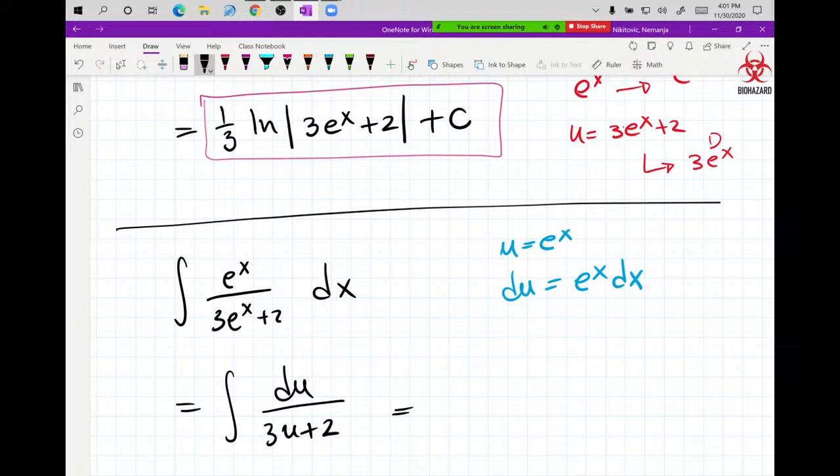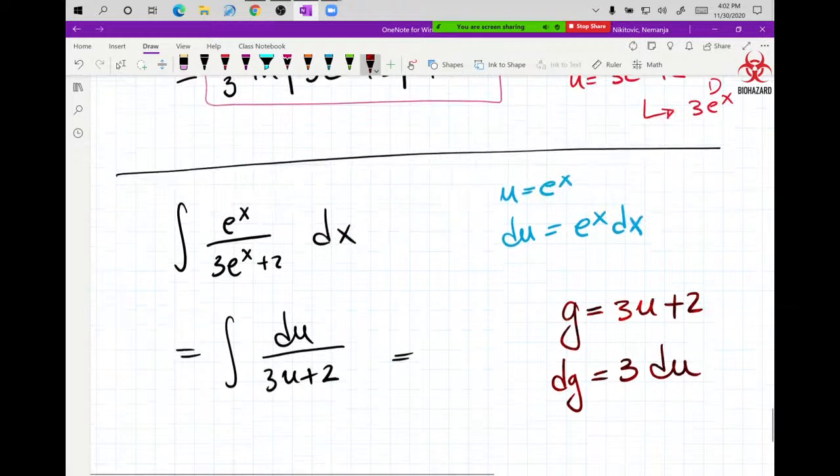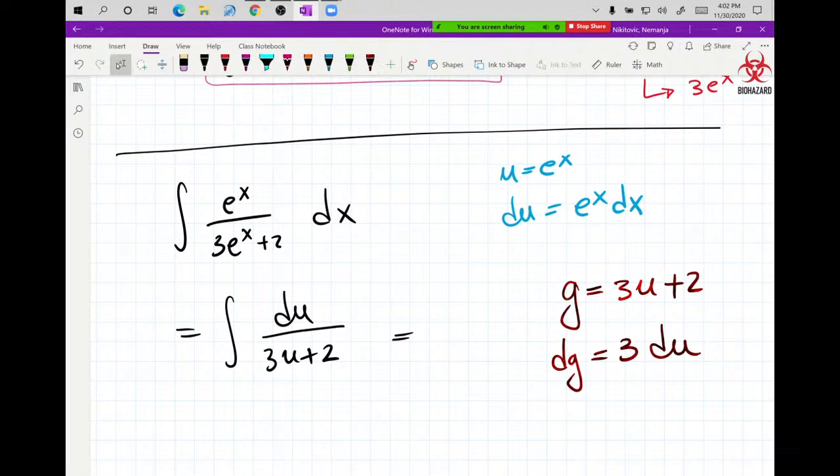And when you look at this, it's not a basic integral, right? So you still have to do the substitution again. So let's say, all right, how about now g equals 3u plus 2, in which case the dg is just 3 du. And this is where that 3 that we had before is back in the game. We can do 1/3 and a 3 to fix that.